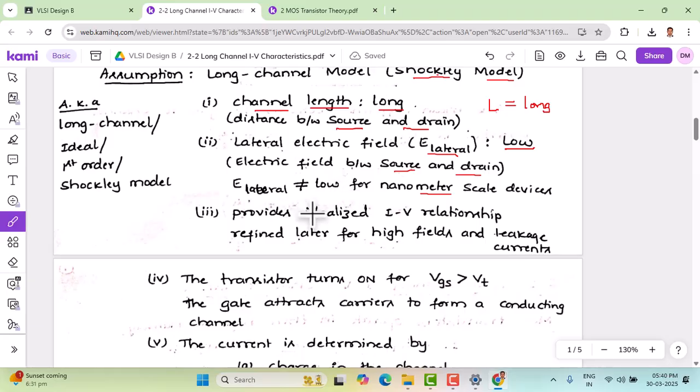The third assumption is that the long channel model provides an idealized current voltage relationship. It's not a practical current voltage relationship, but an idealized one. Later, this IV relationship that we derive here can be refined further for high electric fields, and leakage currents can also be taken care of in the IV relationship that we are deriving right now.